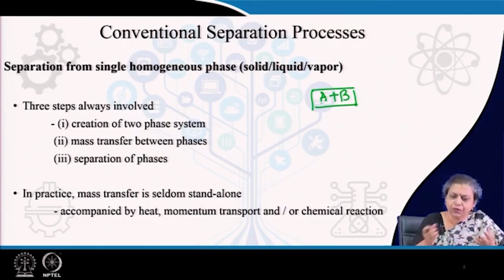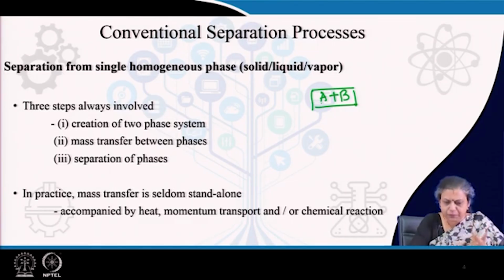So, therefore, the two phases come in contact and then they are kept in contact for a sufficient time, such that mass transfer occurs between the two phases, and then subsequently the two phases are separated. So, in these processes which we will be specifically dealing with in this particular module, they are the separation processes to separate components from a single homogeneous phase.